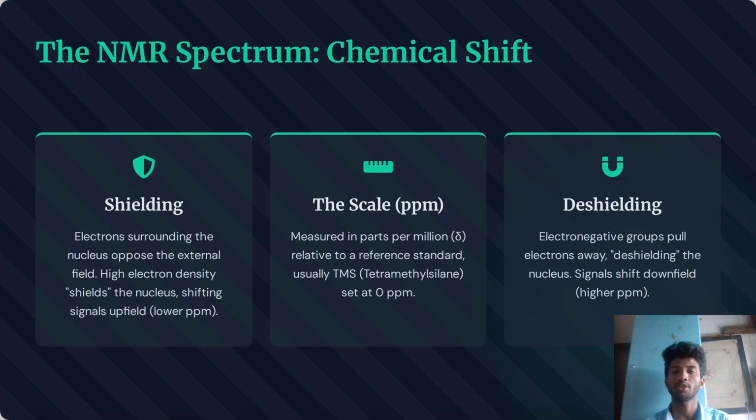Deshielding: electronegative groups pull electrons away, deshielding the nucleus. The signal shifts downfield, to higher ppm.